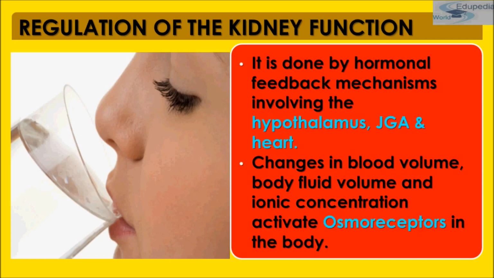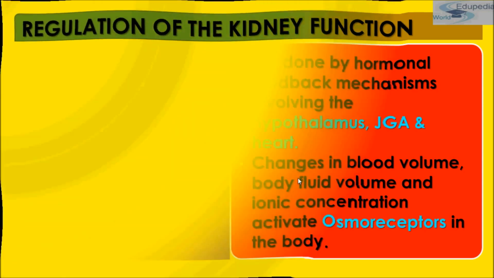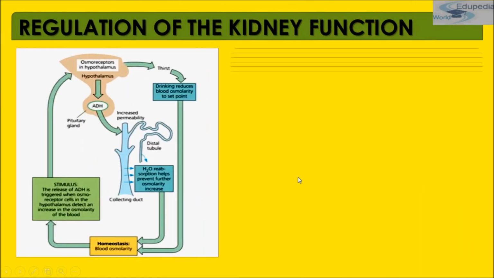Osmoregulation is a homeostatic mechanism of maintaining salt-water balance or ionic composition of blood. Thus, by osmoregulation, the osmotic pressure between blood and tissue fluid is kept constant. Now, changes in blood volume, body fluid volume and ionic concentration activate the osmoreceptors in the body. We'll be studying each one in detail.